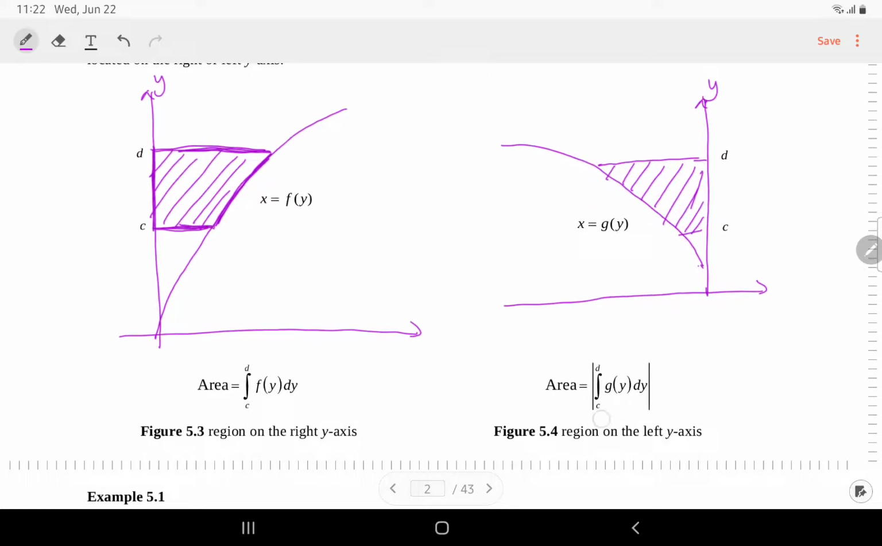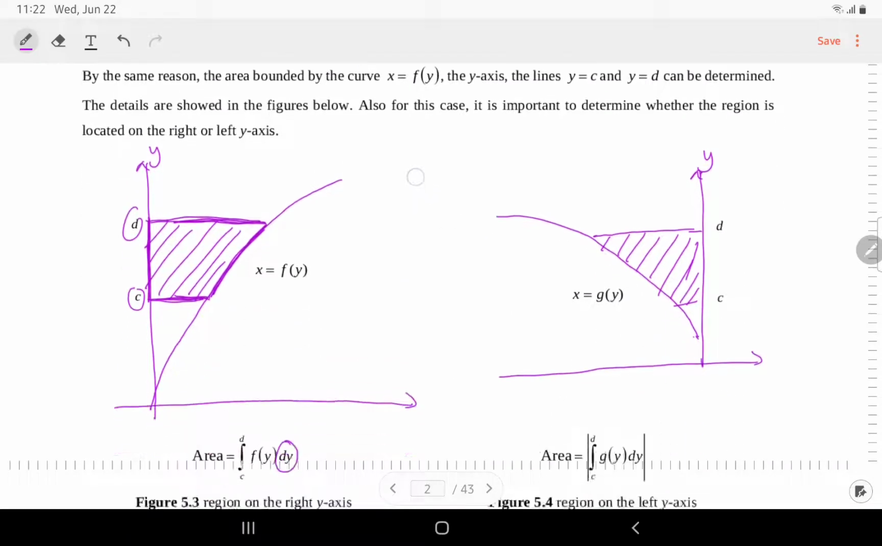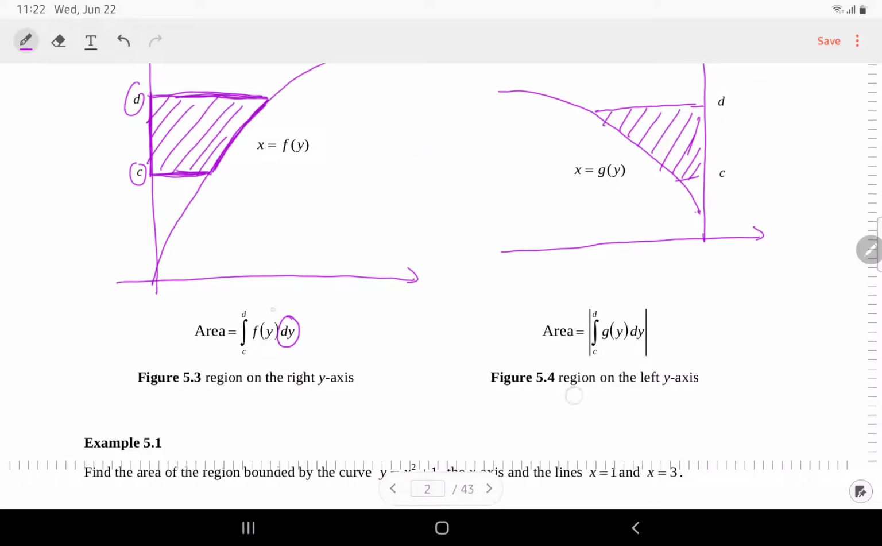So the formula will be integration from c to d for the function f(y), and we will integrate with respect to dy. Okay, dy. Yang tadi, formula tadi dx. Okay, yang ni kita akan integrate by dy. So meaning that this function here, you need to make sure the function is in term of y. Okay, tak ada x in term of y.